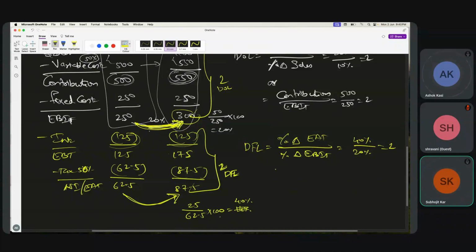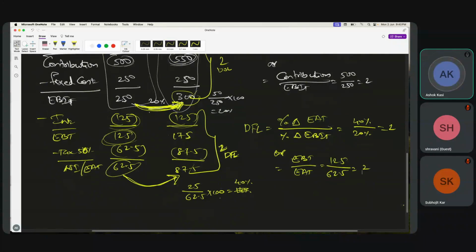Now there is one more formula here, that is EBT, earning before tax, divided by earning after tax. So before tax is 125, earning after tax is 62.5, so that is equal to 2. This way you can do it.